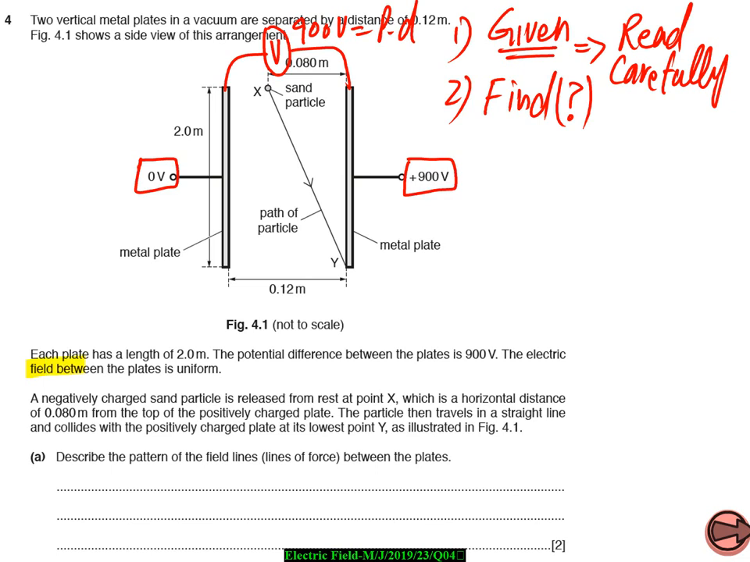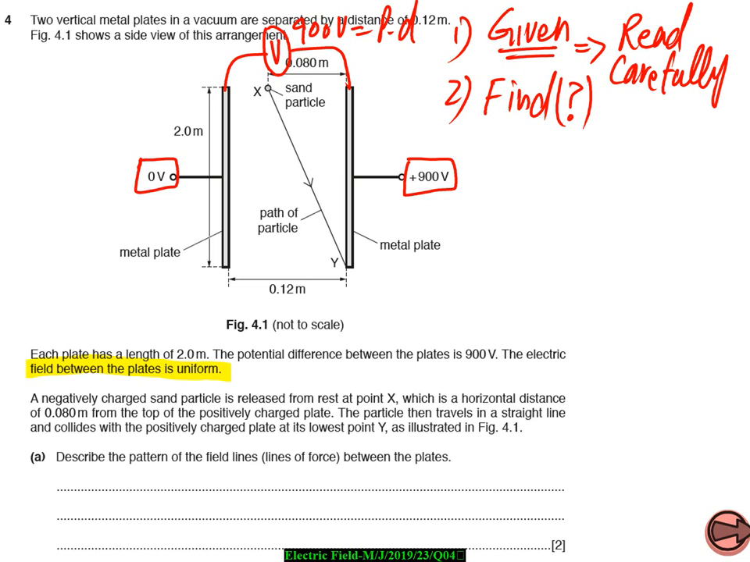Now the next thing we need to understand: if we read this part of the question, we will find out this field is a uniform field. So what does uniform mean? We need to understand uniform field.